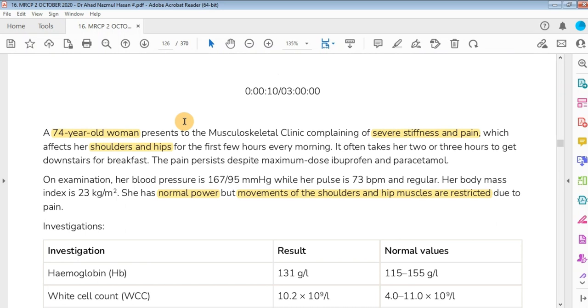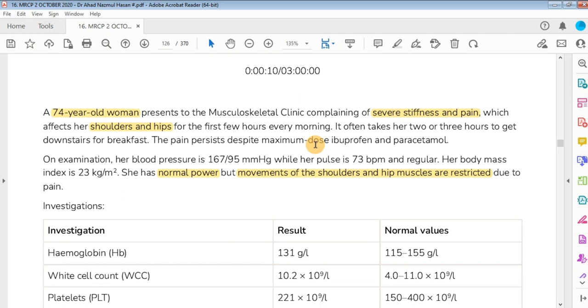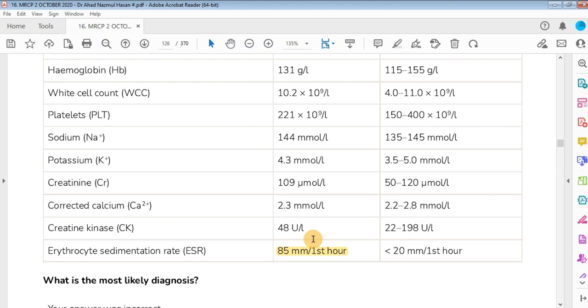Polymyalgia rheumatica, sir? Yes, very good. So the proximal joint stiffness is one of the predominant features in case of PMR, and PMR usually follows the ACR criteria of 50 by 50. Age of the patient should be greater than 50, and the ESR should be greater than 50. So this is a case of polymyalgia rheumatica.